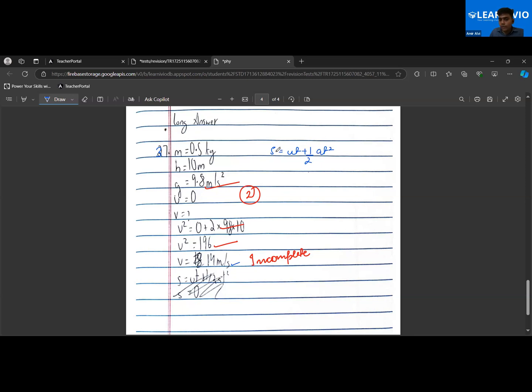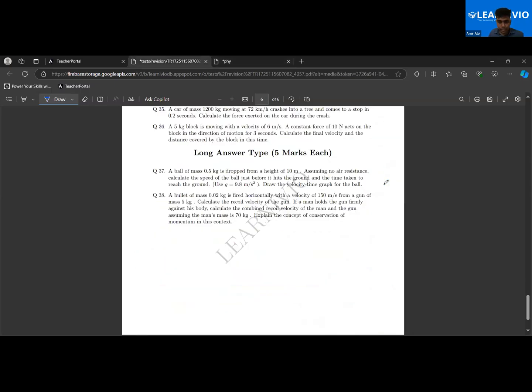So Hanan, when you drop the ball, the initial velocity would be 0. If you just drop it, the ball's velocity will be 0 at that point, and then the velocity will gradually increase due to the acceleration. So S would be left with only half AT square. Substitute the value here: 10 equals half, A is nothing but 9.8, into T square. Basically, T is the time you need to calculate.